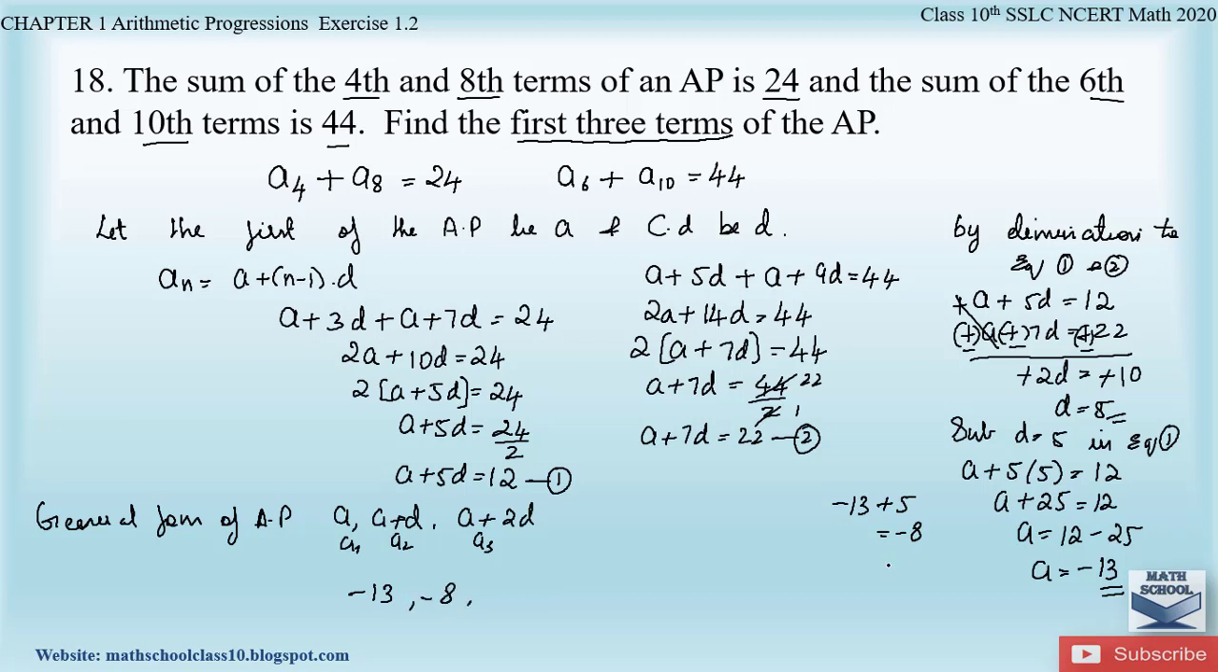Again the third term is a plus 2d. What is the a value? Minus 13 plus 2 into d, which is 5. So it is minus 13 plus 10, or that will be minus 3. So the third term is minus 3. So these are the first 3 terms of the AP. Therefore the first 3 terms of the AP are minus 13, minus 8 and minus 3. So this is the answer.